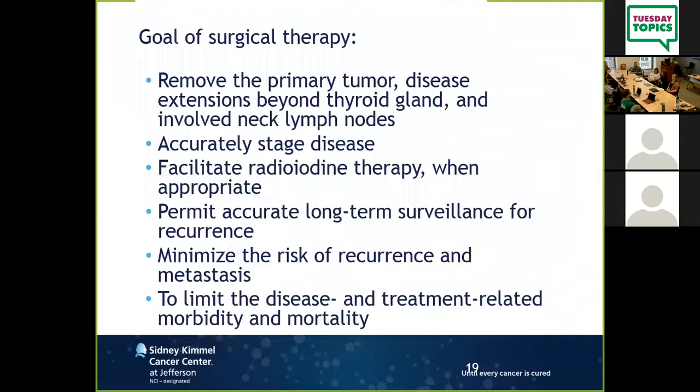The goals are basically to remove the primary tumor, also to remove any lymph nodes that are involved at the time of surgery. This is done to accurately stage the disease, as we talked about before, whether they have lymph nodes or not. It permits long-term surveillance, and that's specifically with that TG marker. Again, it's not useful for medullary or anaplastic. And then it's to limit the disease and treatment-related morbidity and mortality, and also minimize the risk of recurrence or metastases. So those are all the reasons that we do it.